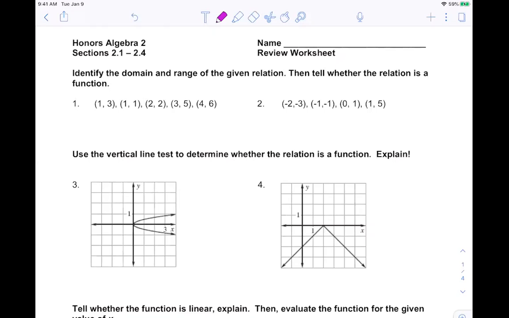So if we want to first identify the domain, this was one of the vocab terms that we talked about last Wednesday in section 2.1. Can anybody explain what the domain is? And there's a couple of different words we can use for it. So what would you say the domain would be of a graph of points?